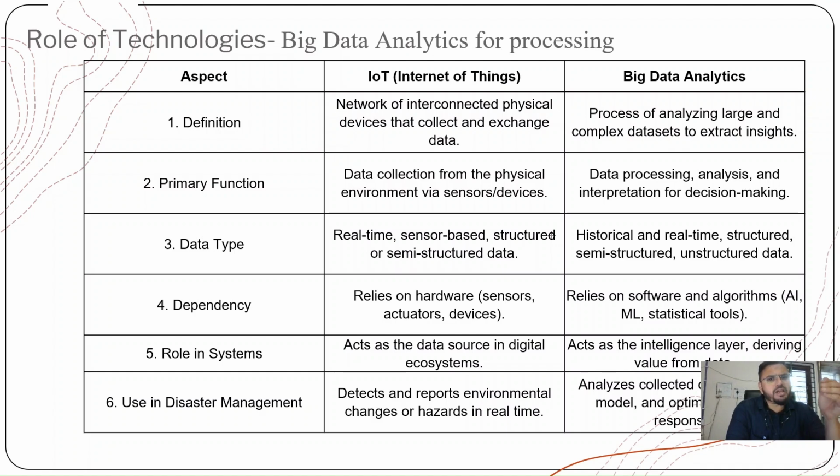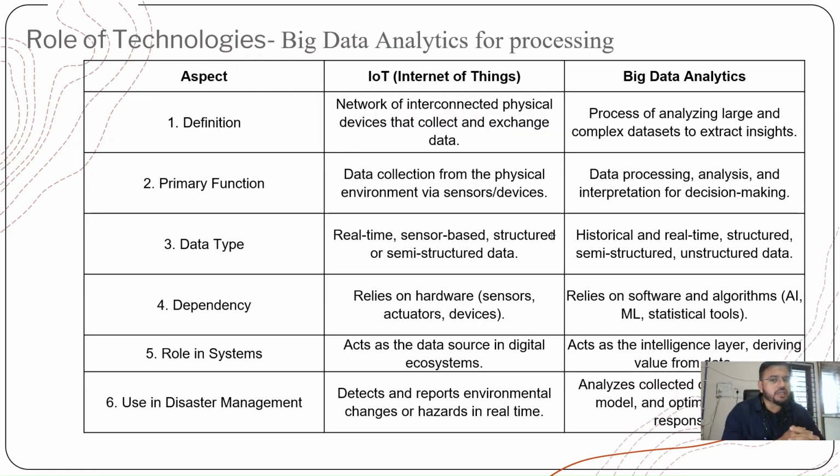Let us compare big data analysis and the Internet of Things. The definition: Internet of Things means all the things are connected with the internet, all devices are connected with the internet, they exchange data, they collect data, they give data. Big data analysis basically deals with analyzing large and complex data sets.